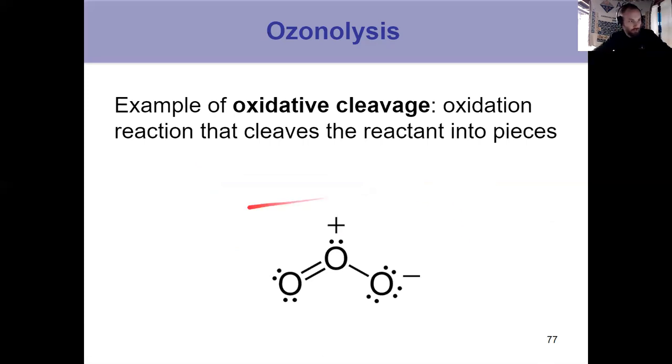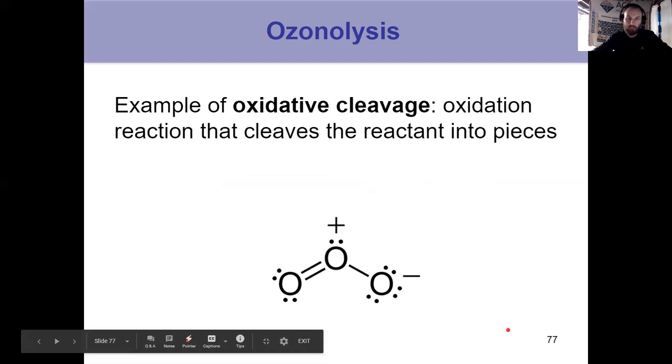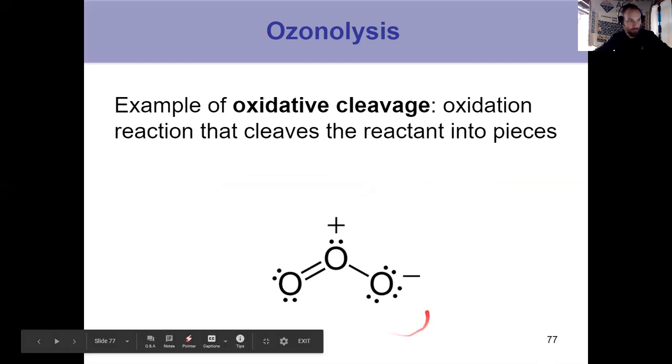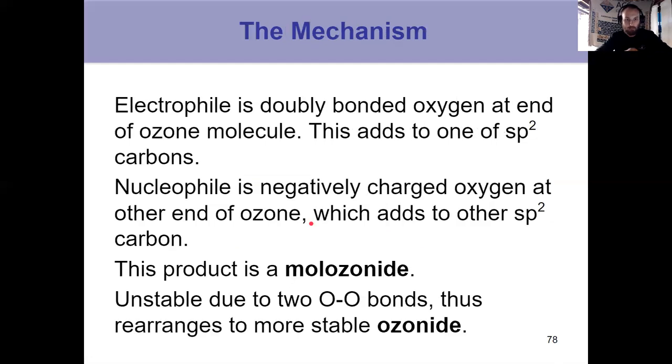This is our structure of ozone that we'll be considering for the reaction, okay? Notice because of those dipoles, it can act as both a nucleophile and an electrophile. What's the mechanism? We've got the electrophile serving as the doubly bonded oxygen at the end. That adds to 1 of the sp2 carbons, right? Alkene acting as a nucleophile. There's our electrophile. But the ozone is also acting as a nucleophile with a negative charge at the other end.